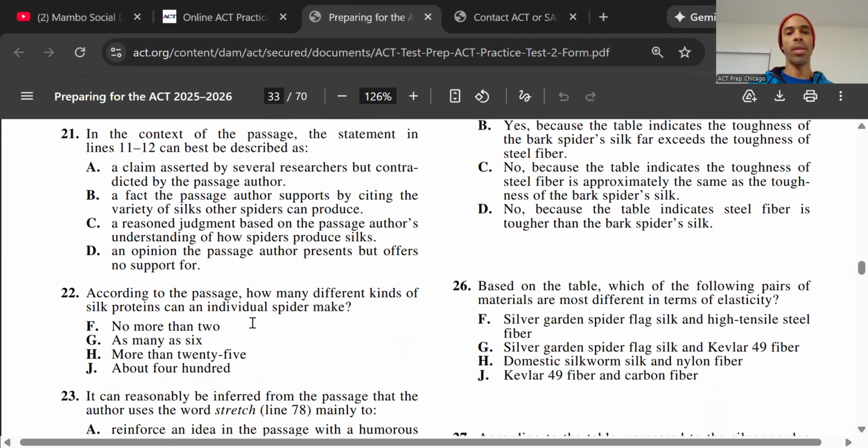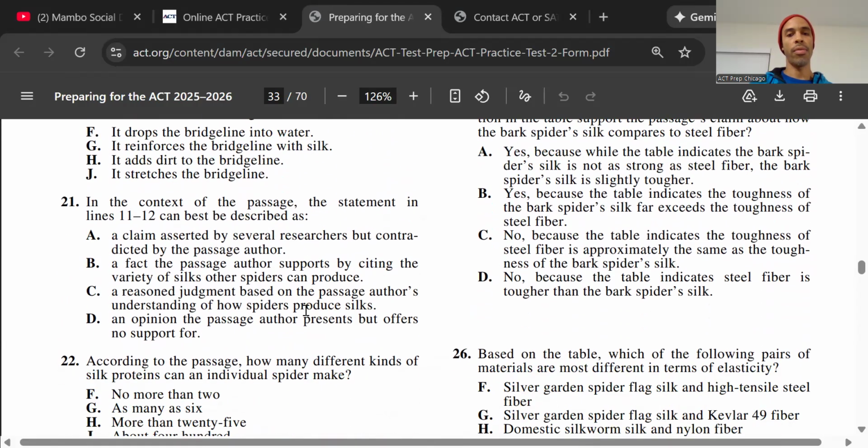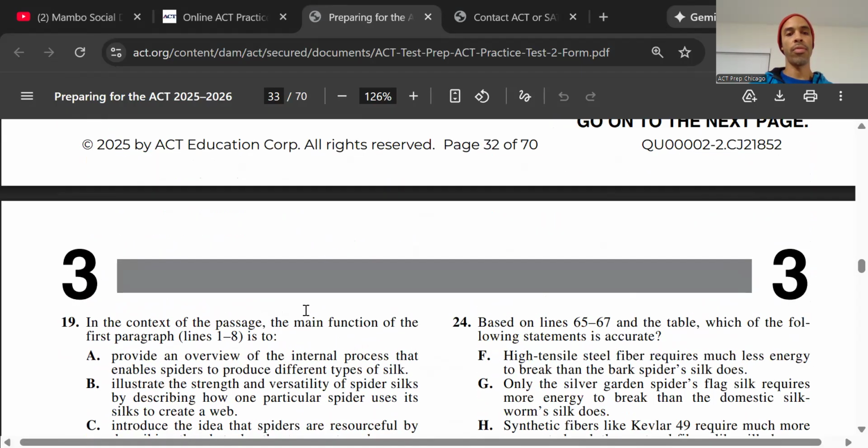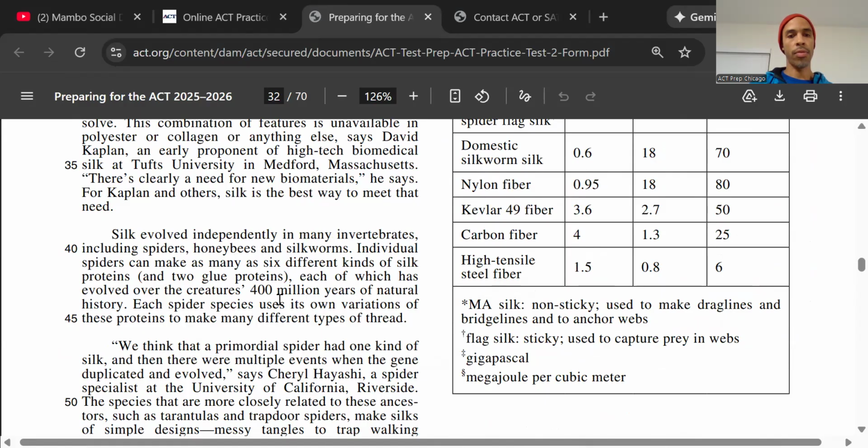22. According to the passage, how many different kinds of silk proteins can an individual spider make? They said about 400. I remember reading that, J. How many different kinds of silk proteins can an individual spider make? I think I read it right here, right? No, that was 400 million years of natural history. Oh no, I'm glad I read.